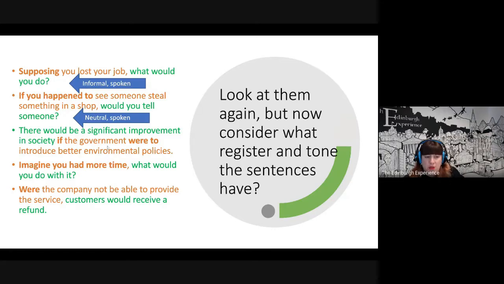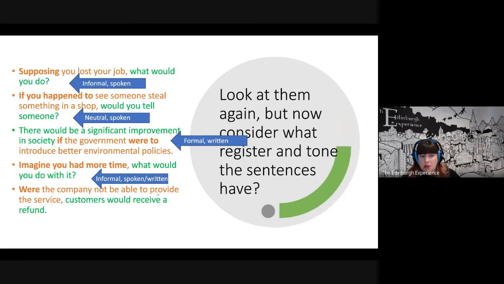Okay, this next one here, if the government were to introduce better environmental policies. So I'm saying instead of if the government introduced, I say if the government were to introduce. And this is something that we use a lot in formal and written English, and it elevates the register of what you're using. So this is a great thing that you might read, for example, in an essay or in a report. Then the next one here, guys, imagine you had more time. What would you do with it? So imagine, similar to supposing, it's replacing our if here. It's informal, really common in spoken or informal written English as well.